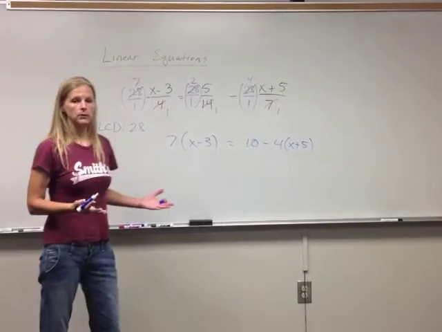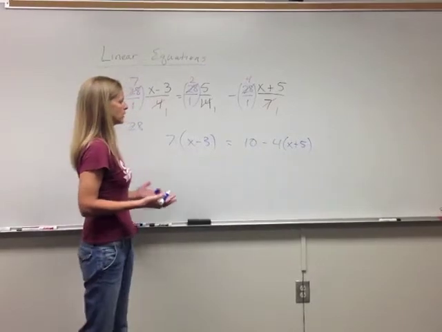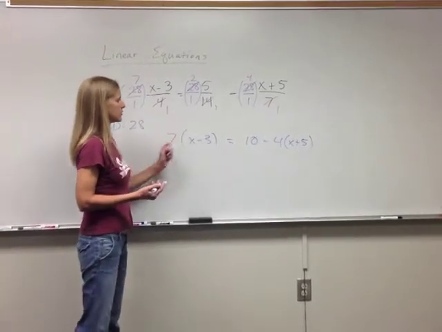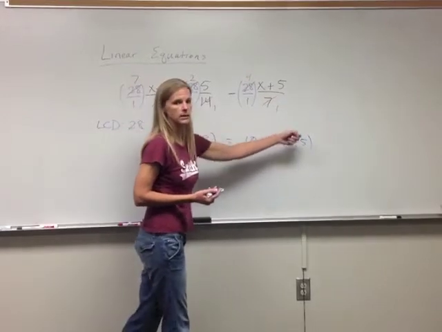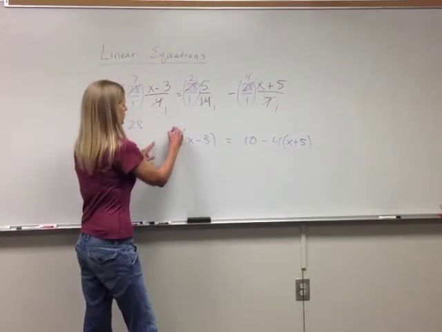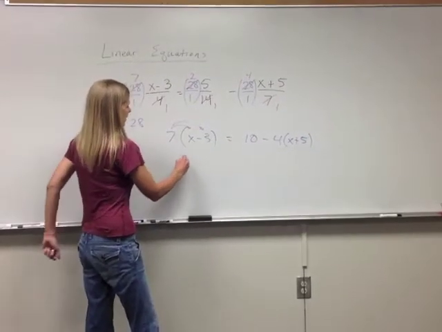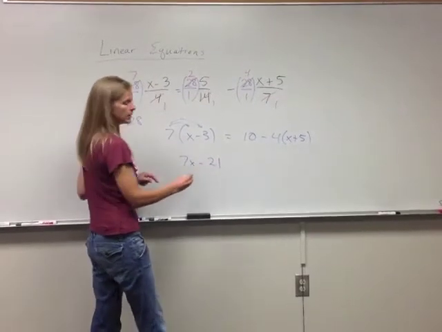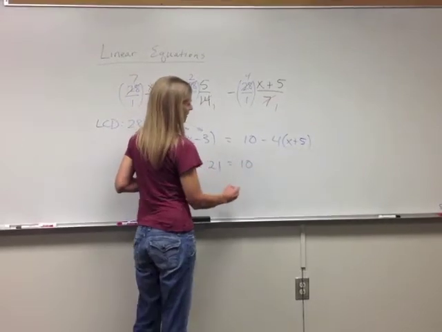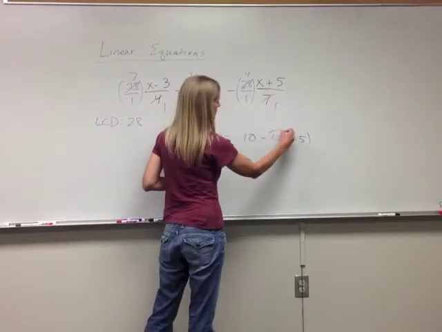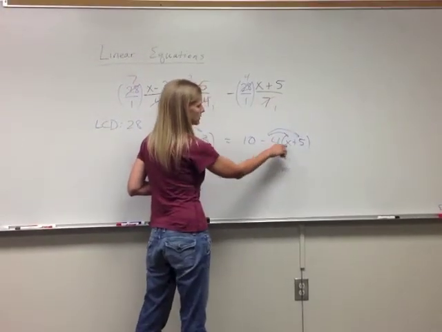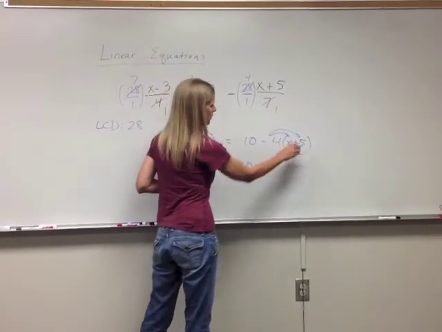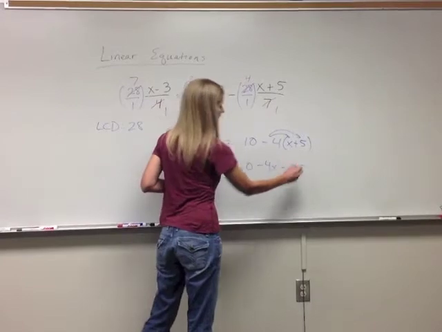Well now we're at an easier linear equation with just integers, and so I can begin solving by distributing this 7 and distributing this minus 4. So to distribute the 7, I'm going to have 7x minus 21 equals 10. Again, now we need to distribute this minus 4. So minus 4 times x is minus 4x. And minus 4 times positive 5 is minus 20.